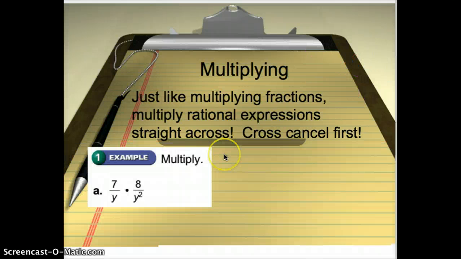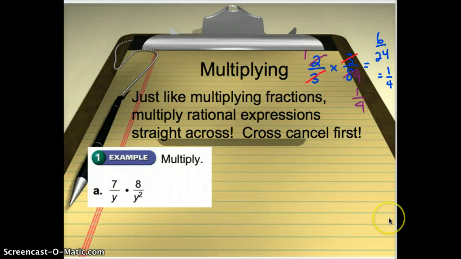with rational expressions. So if I give you this one, 7/y times 8/y squared. First I'd look and I'd say, okay, there's nothing actually I can cross-cancel. There's no common factors from numerator to denominator. So I'm just going to multiply straight across. 7 times 8 is 56. Y times y squared is y cubed. Nothing I can reduce, so I'm done. Okay, let's try another couple.